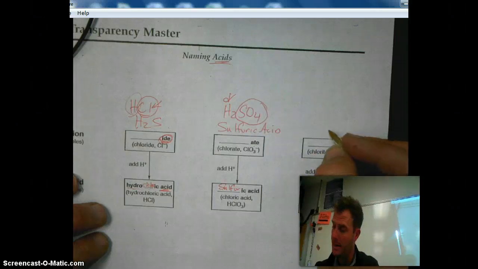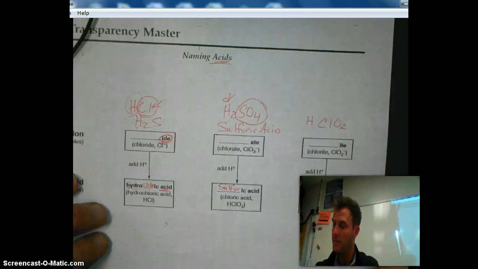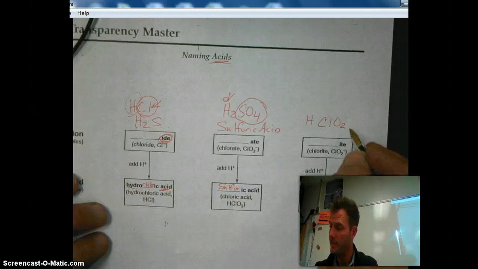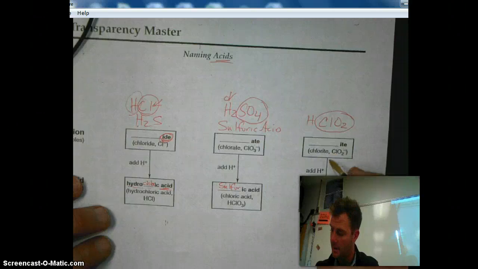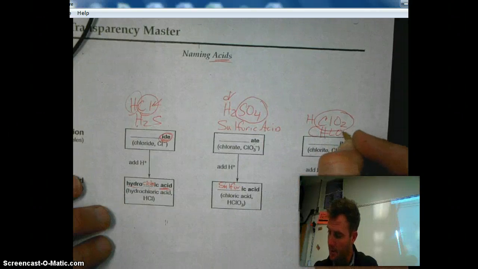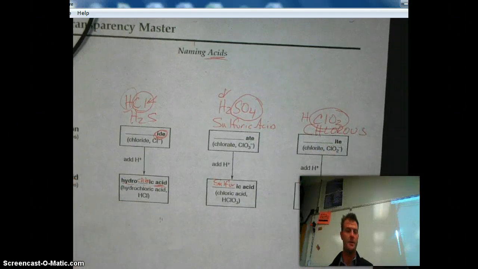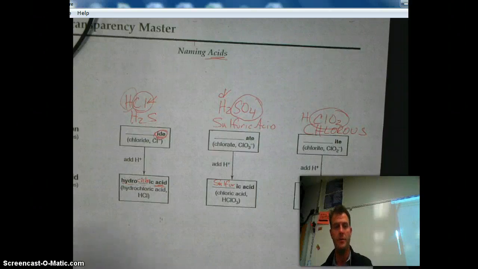Okay, now look at this: chlorite, ITE. Hydrogen chlorite. Since that anion ends in ITE, it gets changed to OUS acid. So you would normally name this chlorous acid. Chlorous acid.